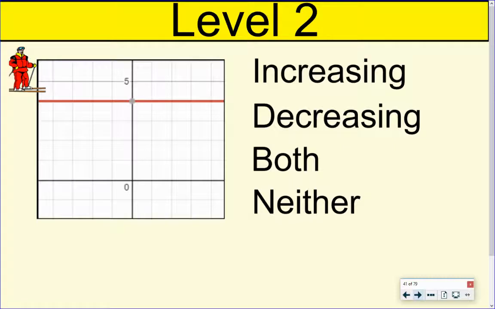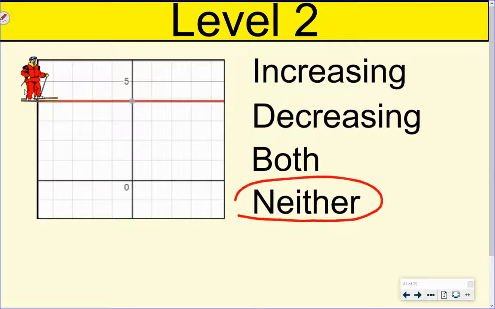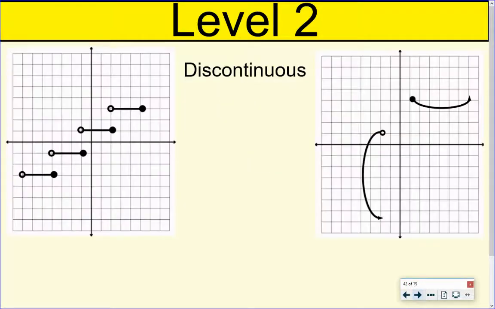And the last one, let's talk about slope dude here. It says, is it increasing, decreasing, or neither? So is slope dude going up, down, both? No, he's not doing anything. He's going perfectly flat. There's an example of neither. We won't see a lot of those, but there they are.